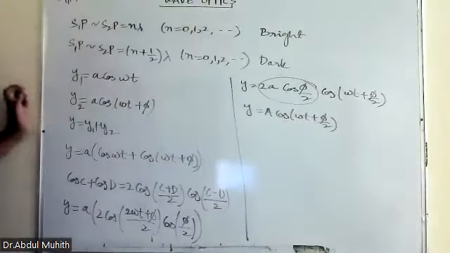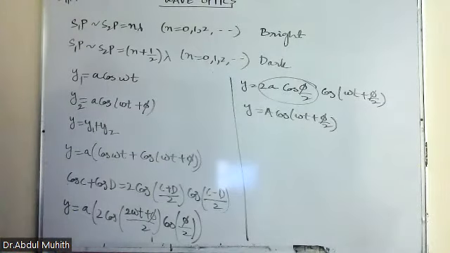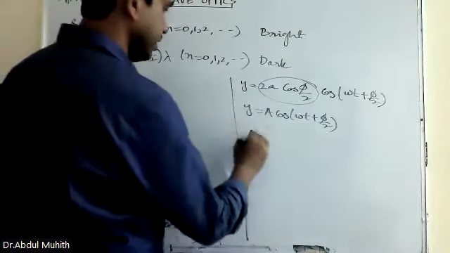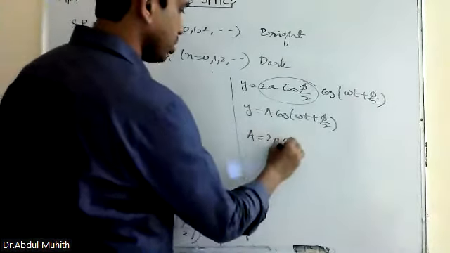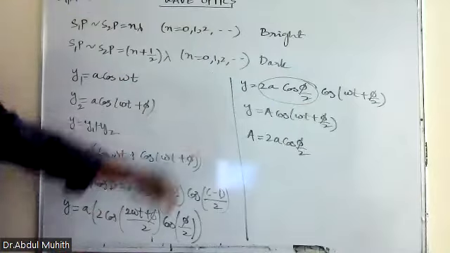Y is equal to what? A cos(omega t plus phi by 2). Where A is equal to what? A is equal to 2a cos(phi by 2). This whole thing is constant. So here we write Y is equal to A cos(omega t plus phi by 2).